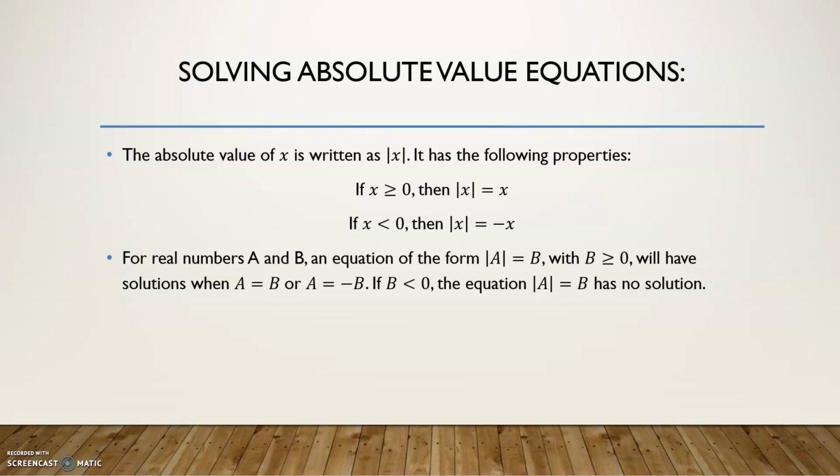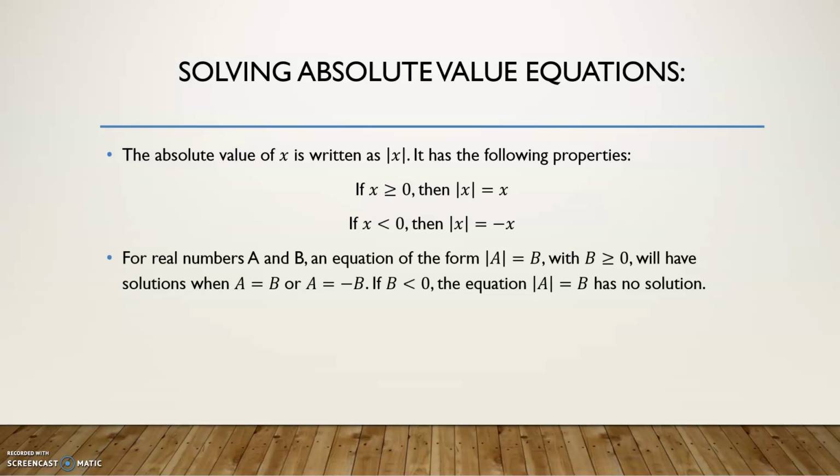If x is basically a negative number less than 0, then the value inside the absolute value is going to be negative x. Now for real numbers a and b, an equation of the form the absolute value of a is equal to b, with b being 0 or a positive number greater than or equal to 0, will have a solution of a equals b or a equals negative b. But if b is a negative number or less than 0, then the equation, the absolute value of a equal to b, does not have a solution.